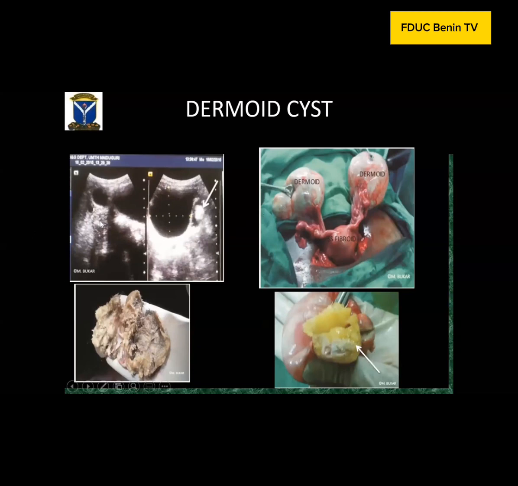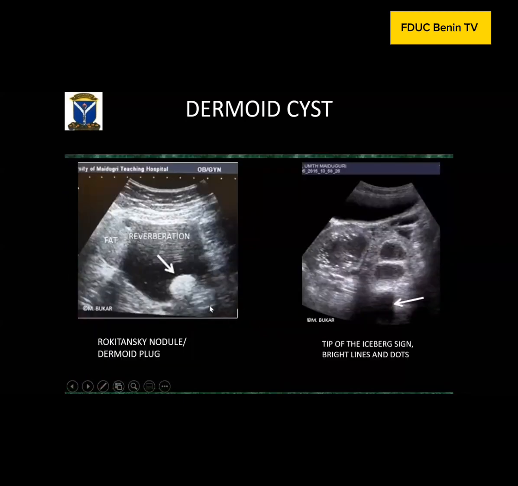Here you can see the dot dash pattern, and you can see particles here within the cyst wall. So once you see the dot pattern, please do not query. It is likely to be dermoid than anything else. This is Rokitansky nodule, where you have fats here and calcifications. Here is a fat globule, but this is reverberation artifact. Dot dash pattern here, areas of echogenicity. You can see the tip of the iceberg sign.